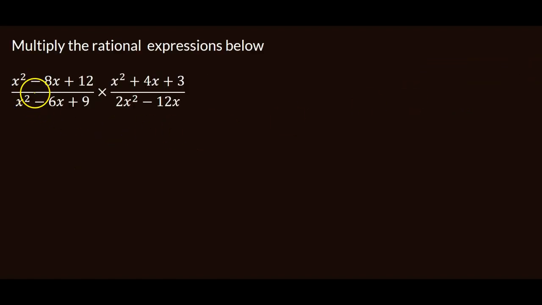The first one is we want to multiply the rational expressions below: x squared minus 8x plus 12 over x squared minus 6x plus 9, multiplied by x squared plus 4x plus 3, and then divided by 2x squared minus 12x. What we're going to do now is, on the right hand side, factor each of these expressions. So we have x squared minus 8x plus 12. You're going to need to know how to factor quadratic expressions for this topic, so take note of that. This is going to be x minus 6 multiplied by x minus 2.